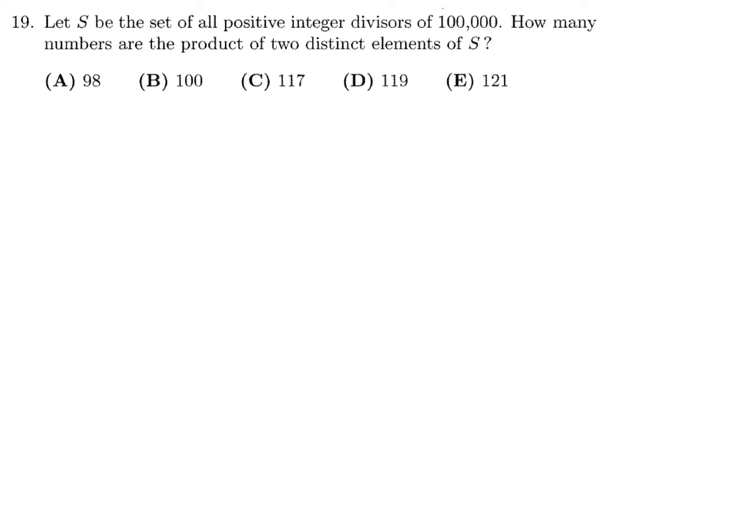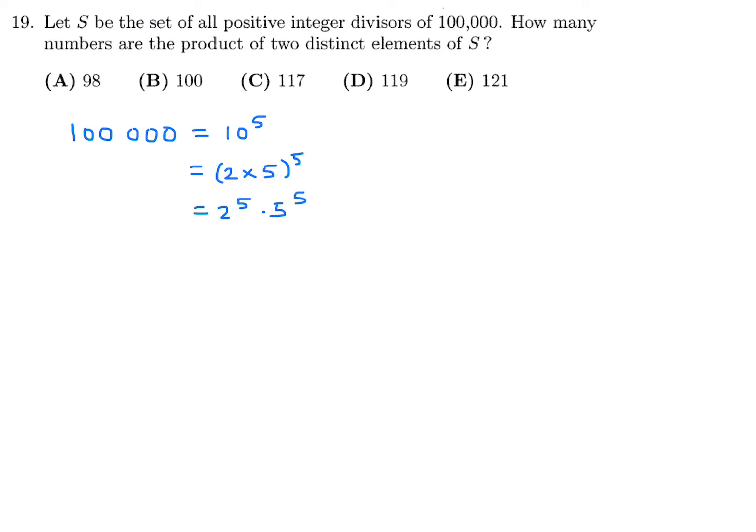Let S be the set of all positive integer divisors of 100,000. How many numbers are the product of two distinct elements of S? Well, 100,000, as I'm sure you know, is 10 to the power of 5. And you can break down that 10 into 2 times 5, and therefore it becomes 2 to the power of 5 times 5 to the power of 5.